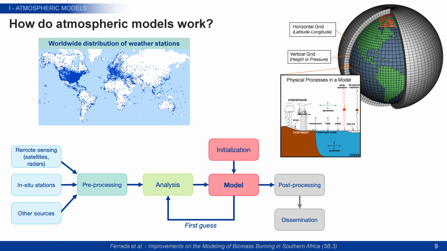For example, the figure at the top shows the distribution of global meteorological stations. We have plenty of data in Europe and North America, but very few in the rest of the world. So the analysis is just a guess of the model to fill those gaps and give a realistic representation for the model to start the simulation. After this is done, the model can initialize and produce forecasts or other kind of analysis.